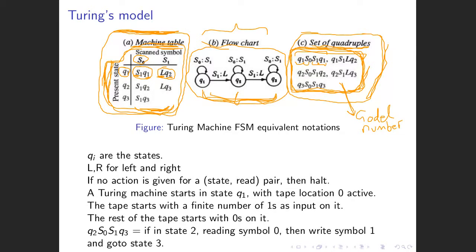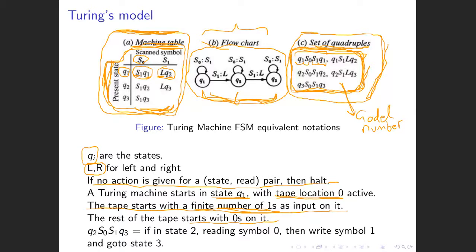So let's use Qi for the states. The actions then can be left and right, and or writing a symbol. If no action is given, then you halt, and the output is whatever's on the tape. So we always start in state Q1, and we always start at tape location 0. The tape can start with any finite number of ones on it. That's the input to your program, but not an infinite number of ones. It's got to be a set of ones that you can actually write on the thing. And the rest of the tape, think of it as being initialized to 0.